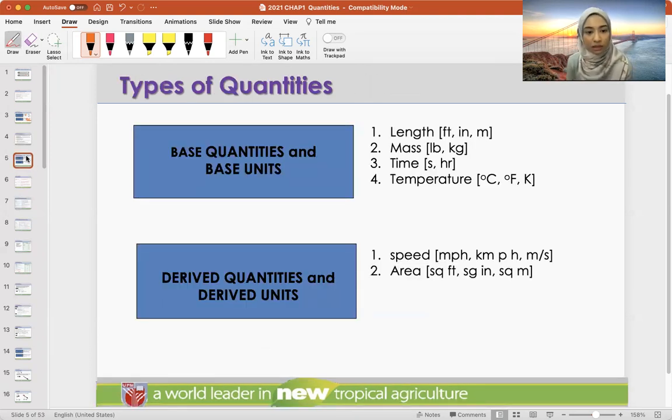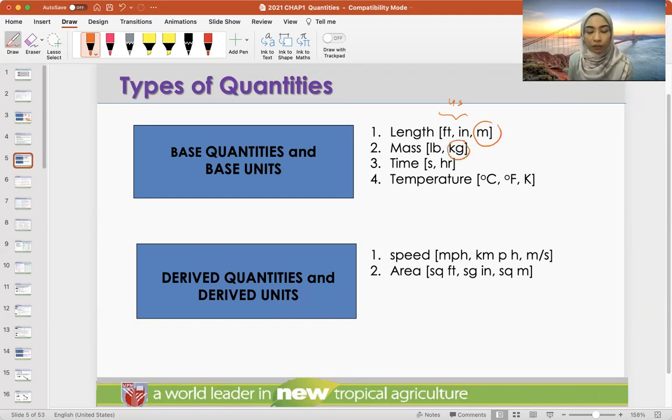Okay, so base quantities and the base units. For length we have feet, inches, and meter, but the SI unit is obviously meter. And the first two are the US system. Don't follow them. And then we have mass: pounds, lb, and kilogram. Use kilogram. We are in Malaysia and we follow the rest of the world.